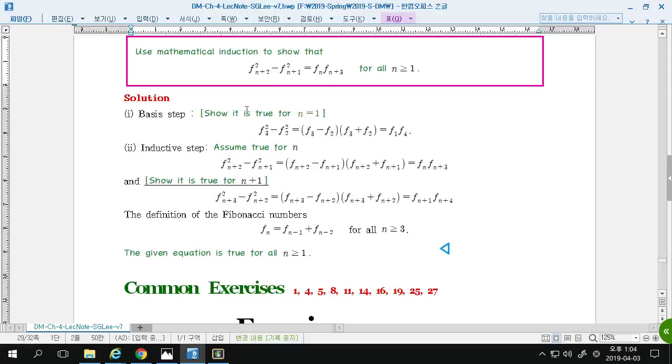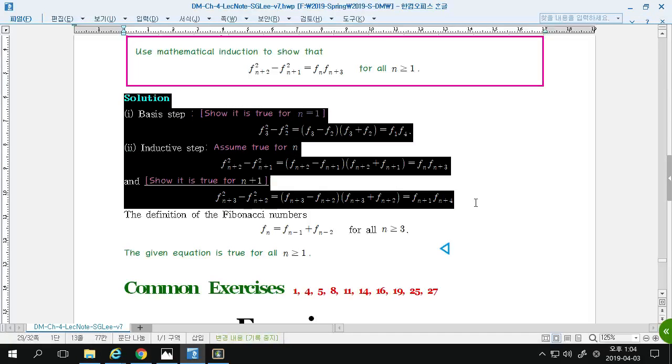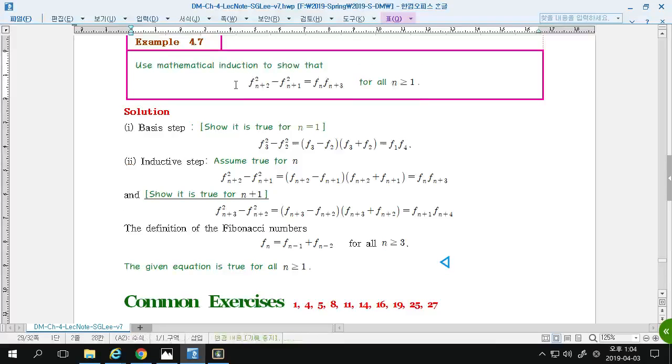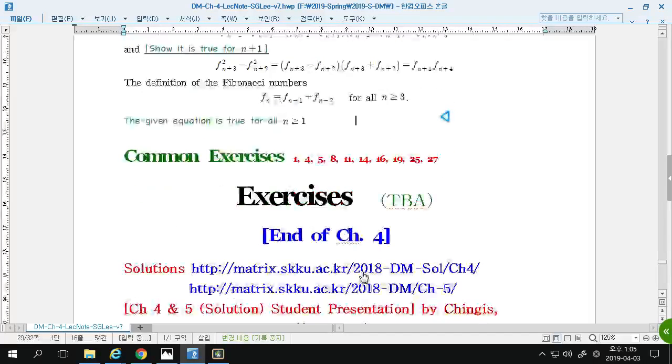So we start with F(n+3) squared minus F(n+2) squared, and we expand it and use this to have the right-hand side, F(n+1) times F(n+4). Then it's been proved. So by math induction, we could show this equality is true when we have a Fibonacci sequence that starts from 1 and 1. I think that's the end of chapter 4.